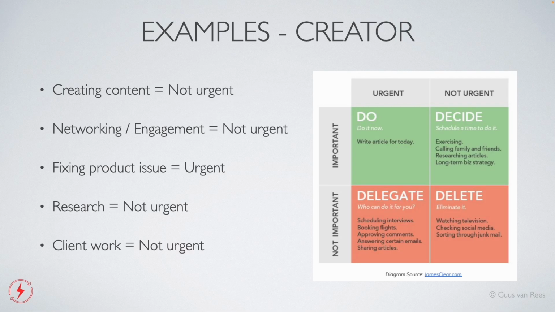The only one which is actually urgent would be, in my opinion, fixing a product issue. Because if you create content and you miss a day, it doesn't really matter. If you network, but you don't network for a day, it's not going to completely kill your business. If a product issue is so important that if it isn't fixed, your clients leave, then it's a pretty urgent issue. Research is the same story, and client work I don't classify as urgent.